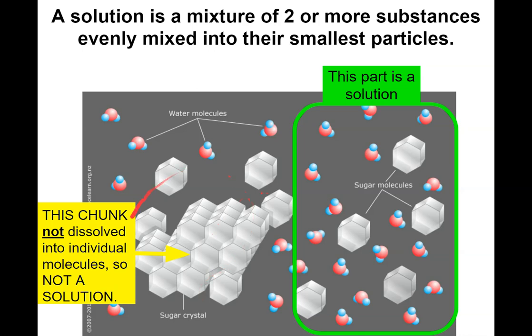So say this is a sugar crystal, and these are individual sugar molecules here, shown simplified. This chunk here is more than one molecule of sugar, so it's not dissolved into individual molecules. So right here where the sugar chunk is, it's not a solution, even though it's a teeny, teeny, weeny chunk only made of maybe 2 dozen molecules. Still not a solution. Over here where the sugar is completely dissolved in the water, that's a sugar solution.